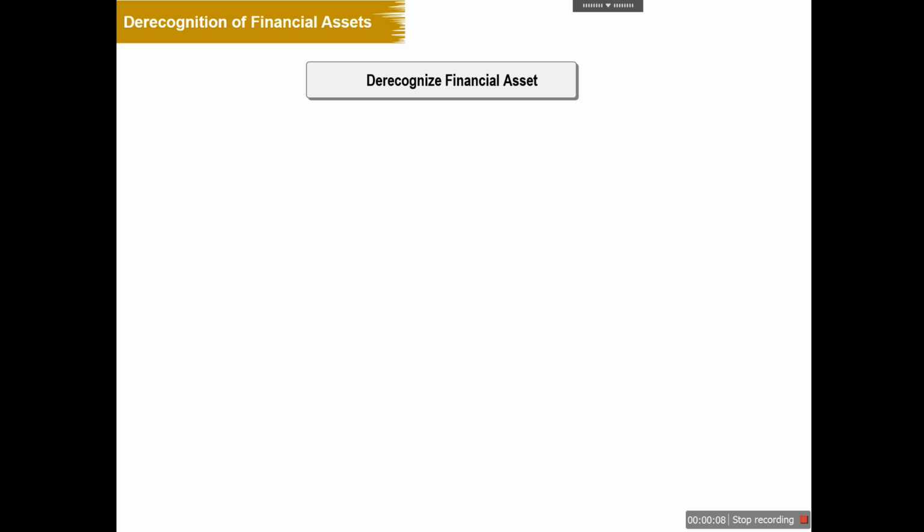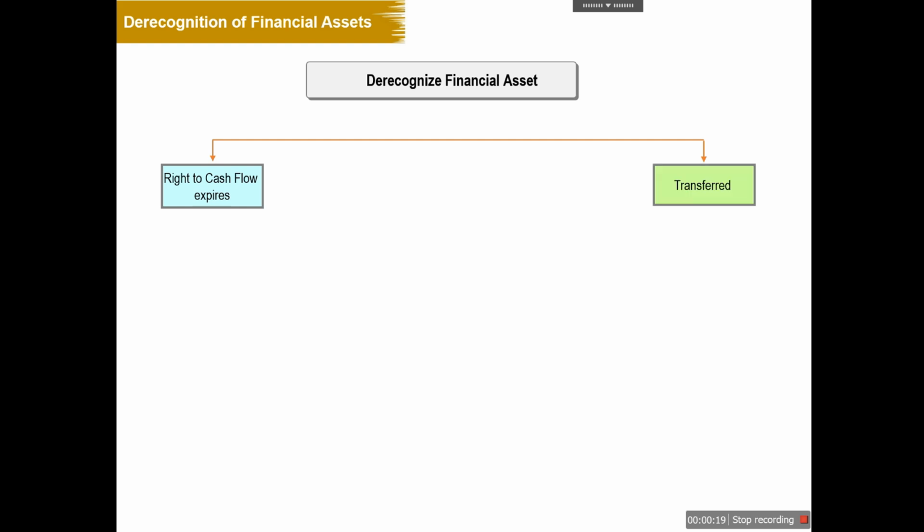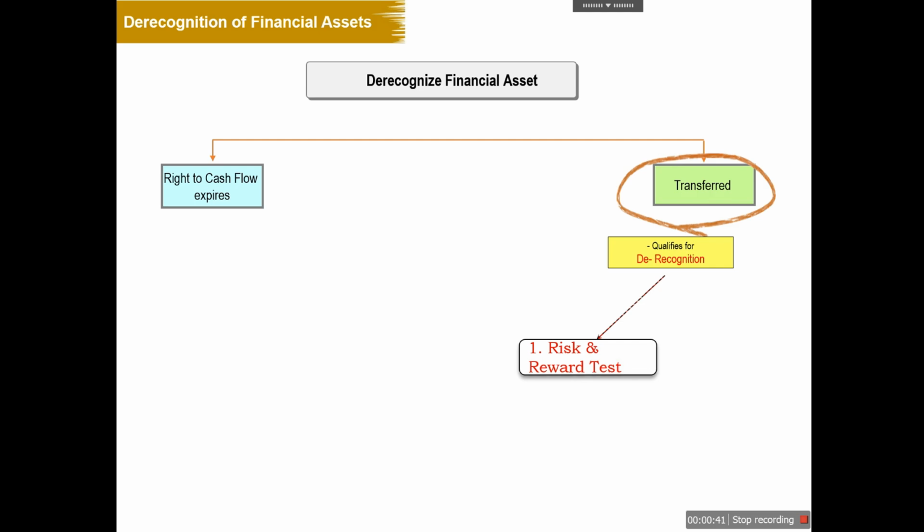The financial assets in the financial statements of an organization will be derecognized only and only when the right to cash flow from the assets has expired or the asset has been transferred. So there are two conditions that we need to check: whether the cash flow right has expired or the financial asset has been transferred. For the purpose of checking the eligibility of derecognition because of the transfer of the financial asset, we need to apply the derecognition test. First, we will check the risk and reward test, and secondly, we will check the control test.